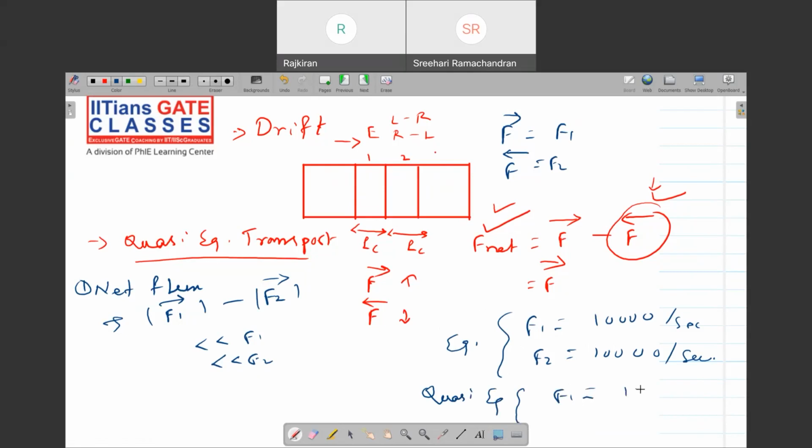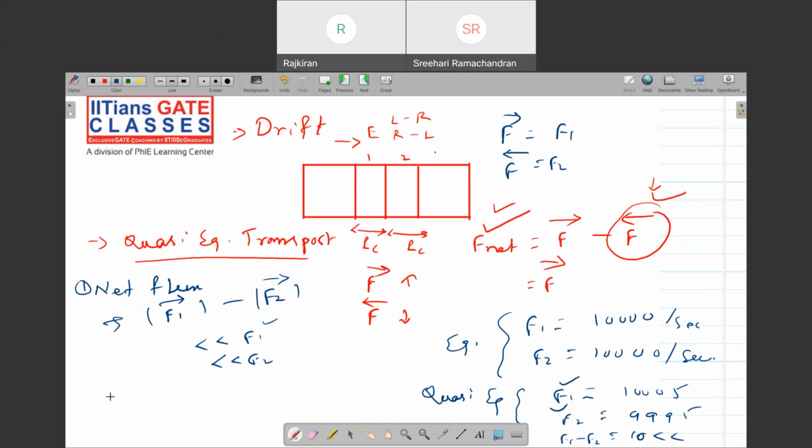F1 may become 10,005. F2 may become 9995. So if you see, F1 minus F2 will be 10. Clear? And F1 minus F2 is very small compared to either F1 or F2, right or not? So this is the meaning of quasi-equilibrium. It means I am disturbing the equilibrium a little, but I am getting a net flux, and the net flux is very small compared to F1 or F2. That is the meaning of the first one.